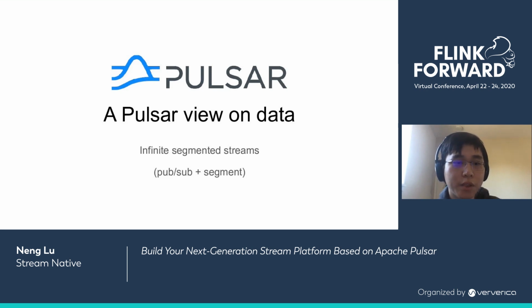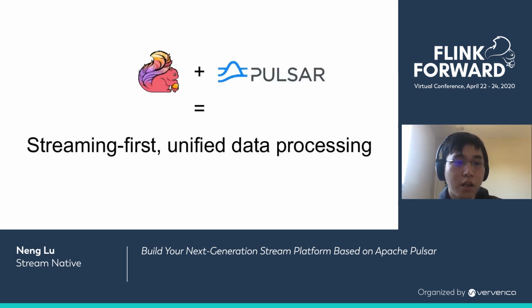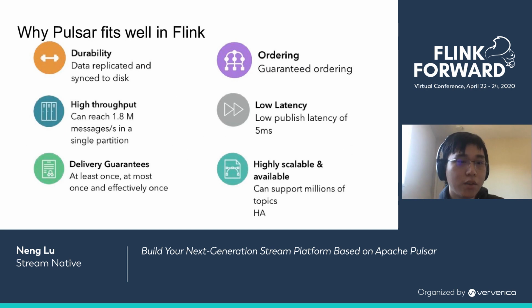So here, Pulsar abstracts the data as infinite segment streams. So it's a stream, but it's segmented. With the segments, you can actually do some batch processing. And with streams, we're able to do real-time streaming processing. So when Flink and Pulsar are combined together, we can do streaming-first unified data processing to fulfill our daily business needs. So here are some reasons why Pulsar fits well with Flink.